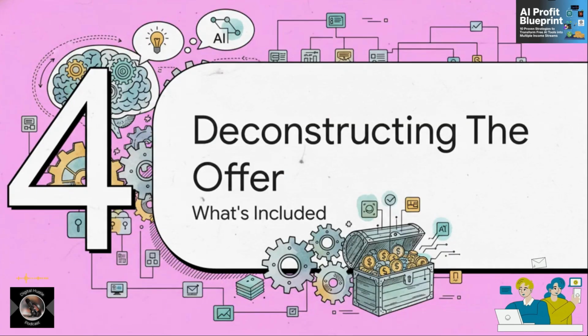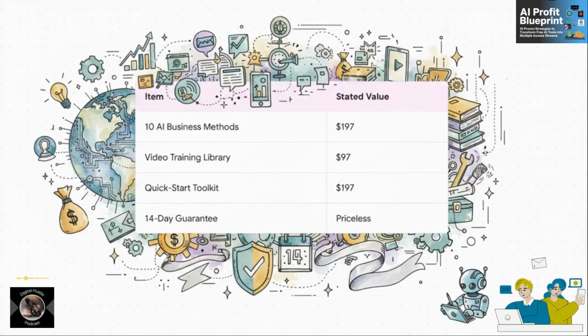Okay, so we've heard the problem, we've heard the story behind it. Now let's get down to the nuts and bolts. What's actually in the box? Let's break down the full offer, piece by piece. So here's the full package. You get the 10 AI business methods we talked about. You get a whole library of video training that walks you through everything step by step. There's also an exclusive bonus toolkit. We'll get to that in a second. And really importantly, a 14-day money-back guarantee, so it's risk-free to try. They break down the value of each piece, but really it's the whole package together that's the main thing.